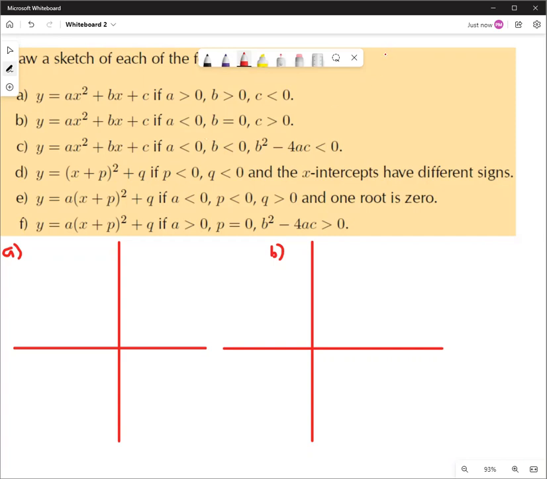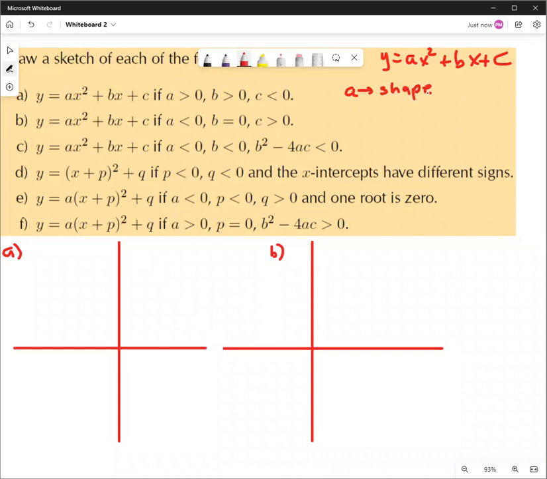Remember, in the basic form, you have y equals ax squared plus bx plus c. This is your standard form or the basic form. So let's see what each coefficient does. So a tells us the shape.